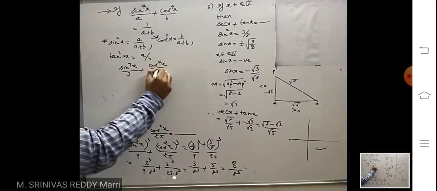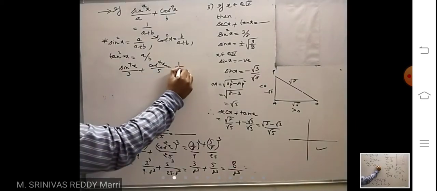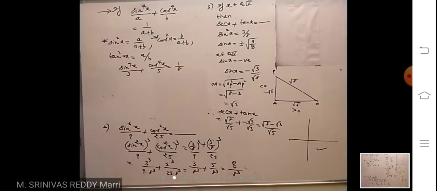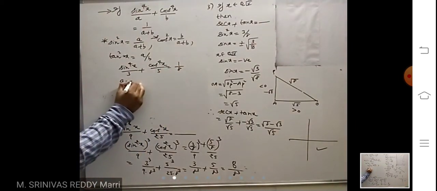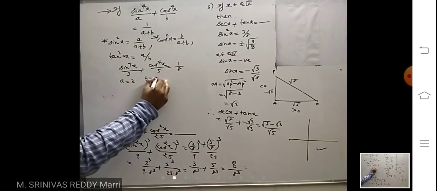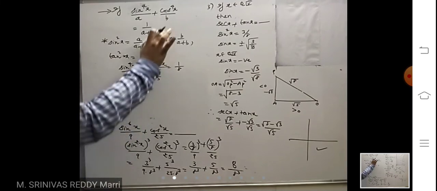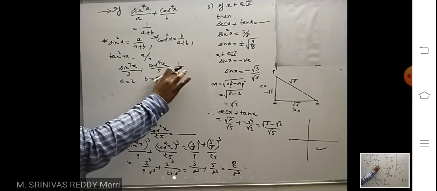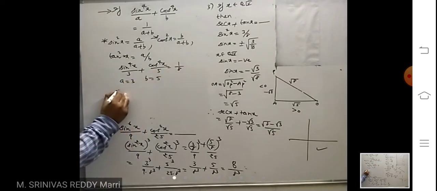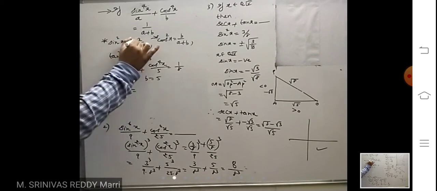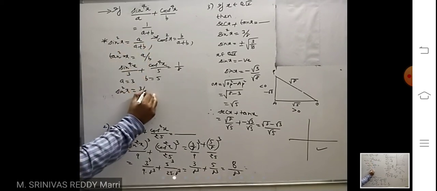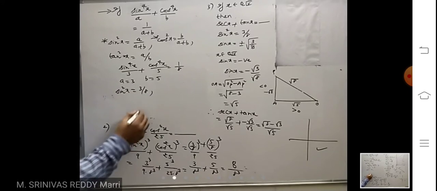Cos power 4x divided by b equal to 1 by 8. Now look at a: a is 3, b is 5. Now a plus b is here. A plus b is what? 8. So a equal to 3, b equal to 5 is nothing but a divided by a plus b. This is what I got after solving.